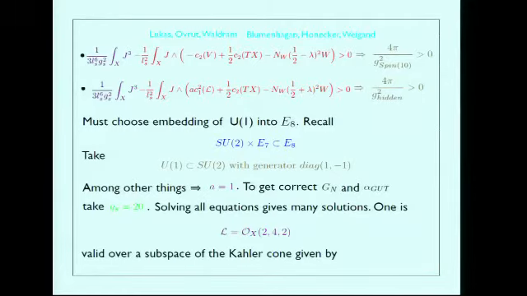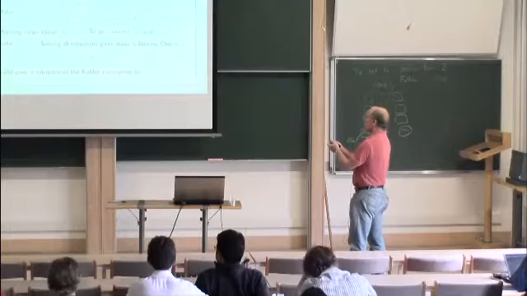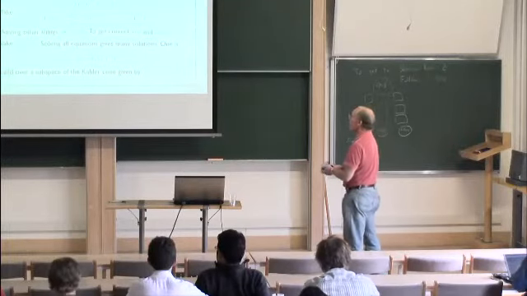We have to embed the U(1) in E8. I'm going to embed it in this talk in the following way. There's a maximal subgroup SU(2) cross E7. I'll embed the U(1) in the SU(2) with that particular diagonal generator.